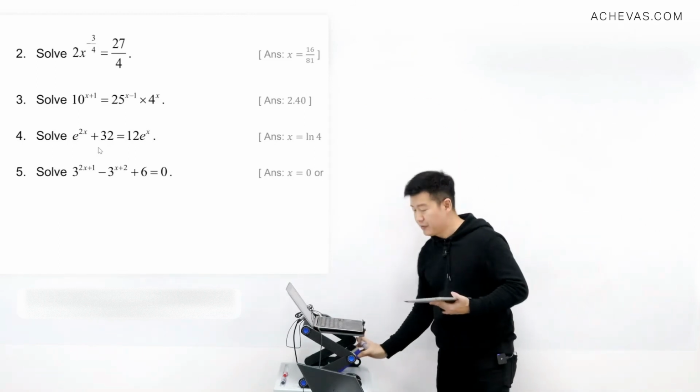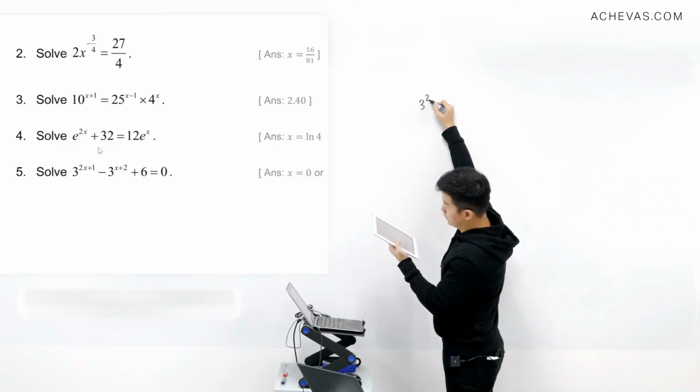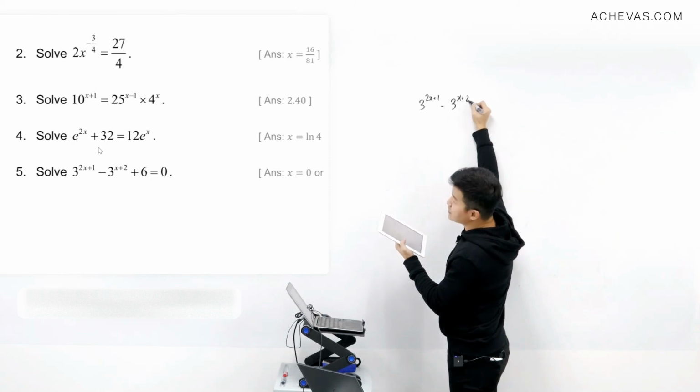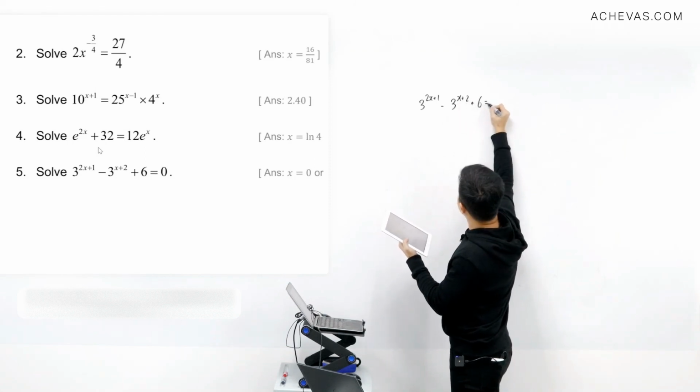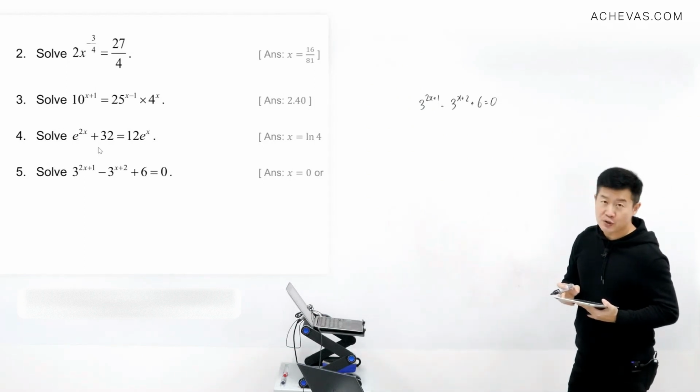So in this question number 5, we have 3 to the power of 2x plus 1, minus 3 to the power of x plus 2, plus 6. This is equal to 0. So let's try to solve for this.